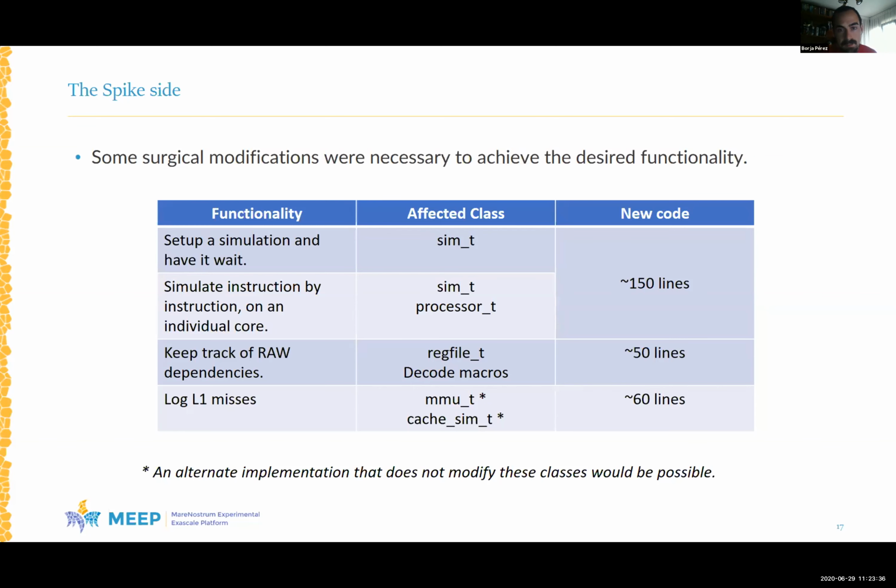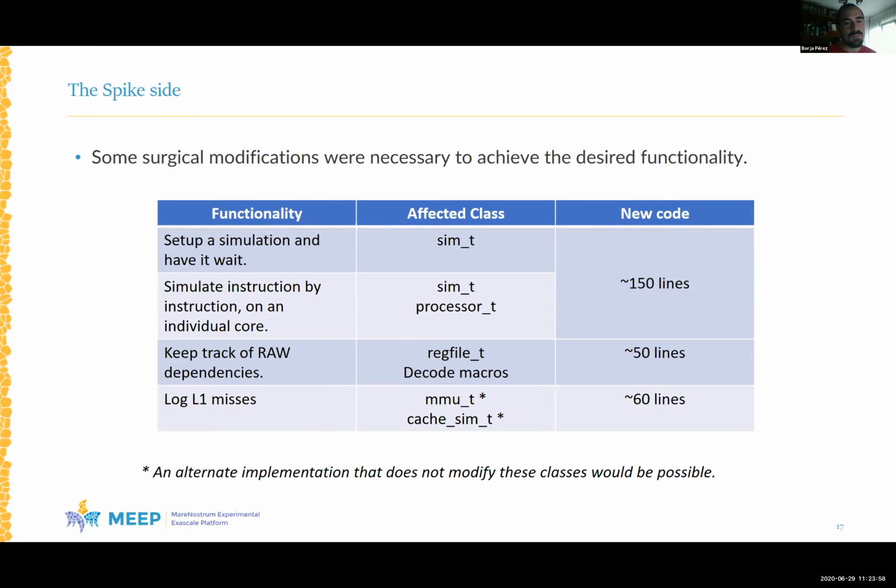So the bottom line here is that we didn't have to go through a major rewrite of Spike. It was just a few lines of code placed in the right places, surgically located, but not a major rewrite. And as you can see, this is an ongoing project. We are working on making these changes even smaller by trying to avoid modifying the MMU and cache simulation classes.